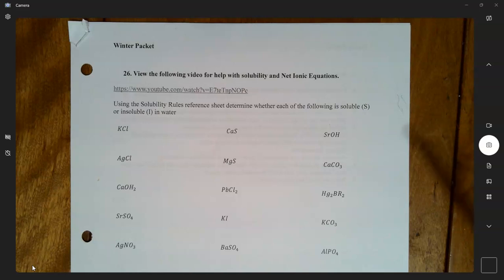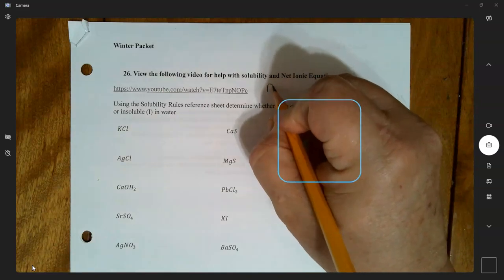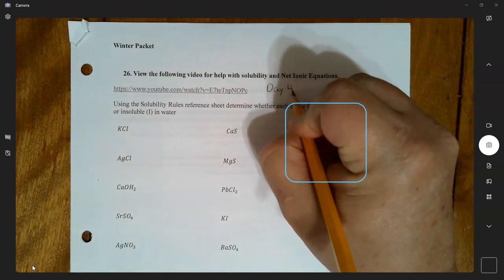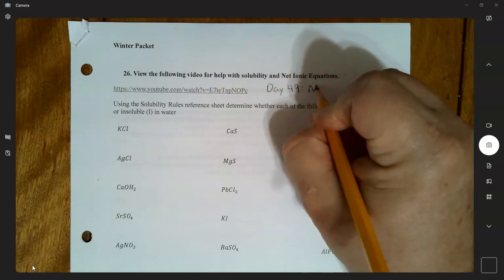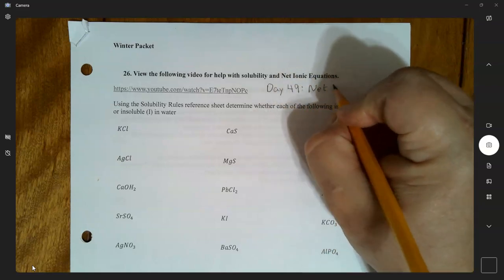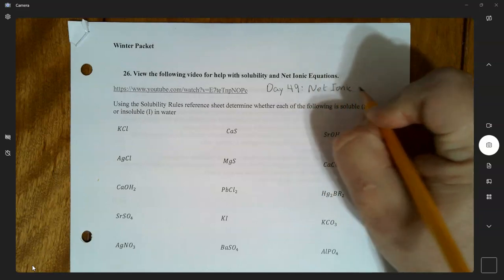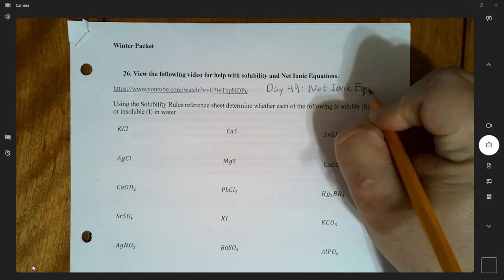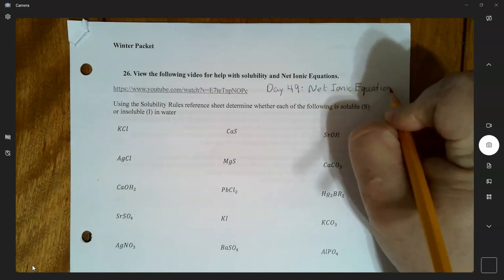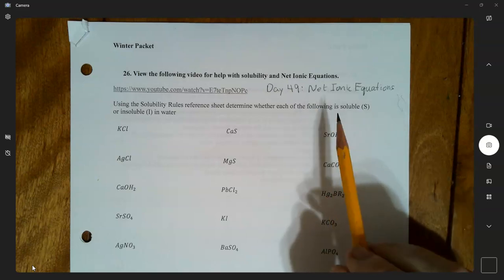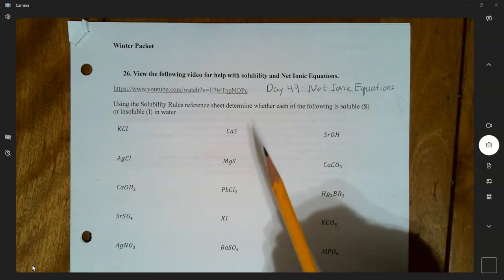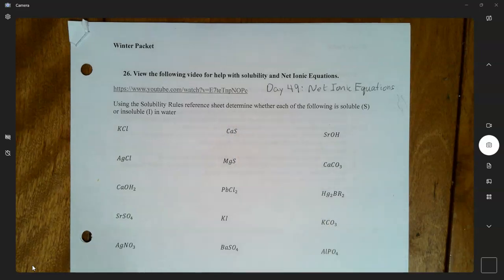Okay, now we're going to move on to question 26, and this deals with the topic of solubility rules. How do we know whether an ionic compound will dissolve in water or not? And you'll find the lesson is day 49, net ionic equations, at the beginning of that video. That's where you'll see this, and I put a copy of this video in the winter assignment packet.